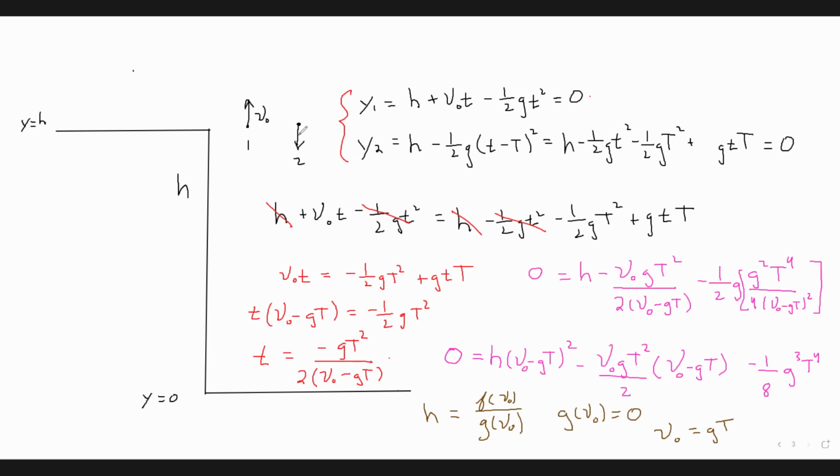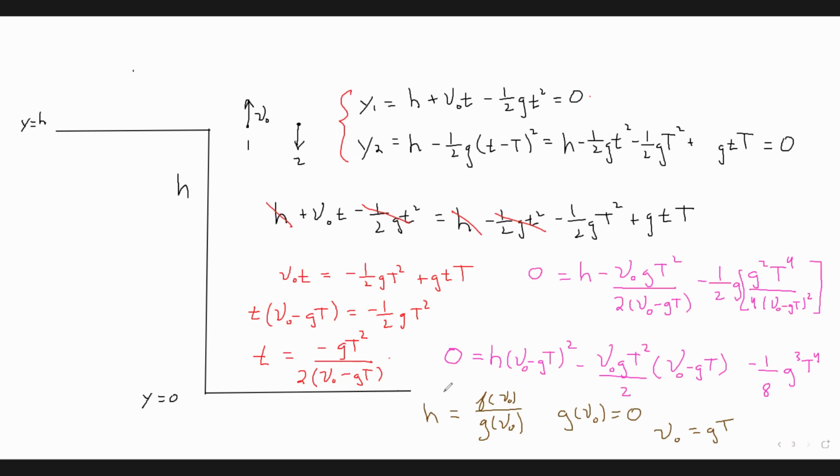So as V0 gets greater, the height gets greater and greater to give ball one a chance to catch up. And when V0 is equal to G times T, it's impossible to catch up. H goes to infinity.